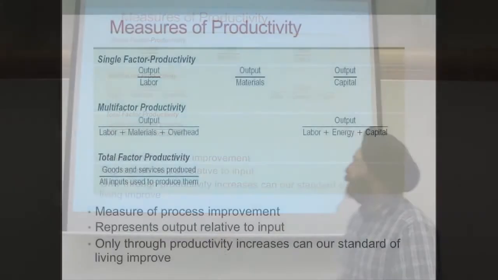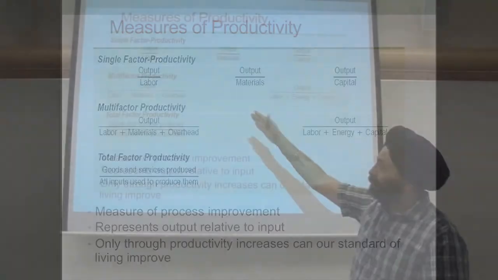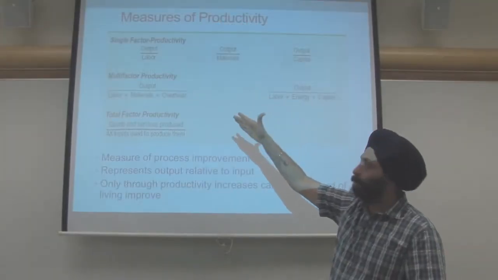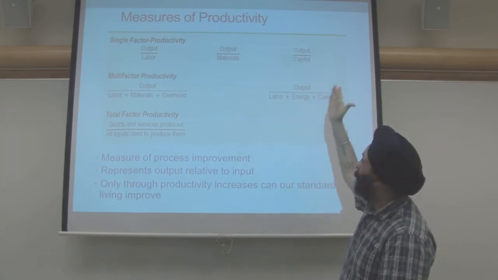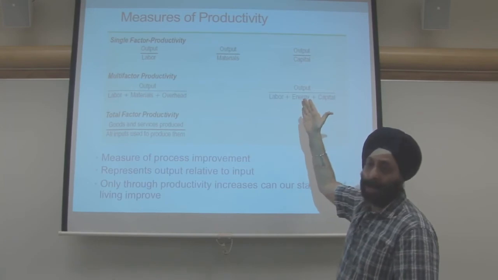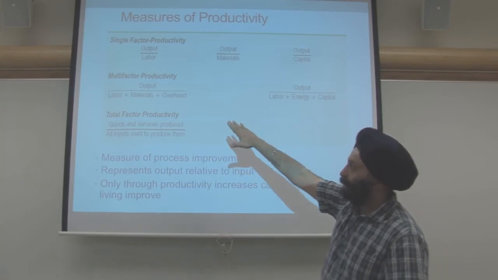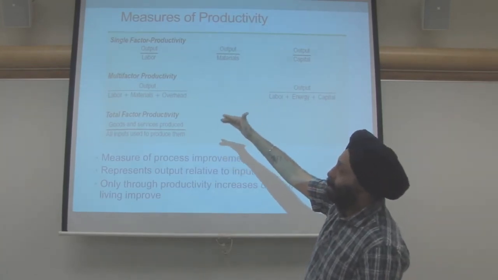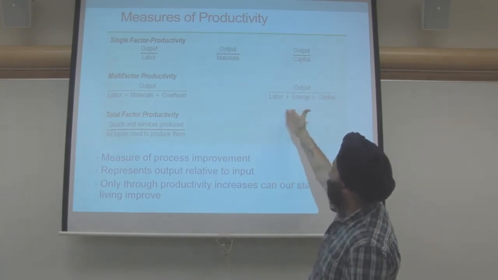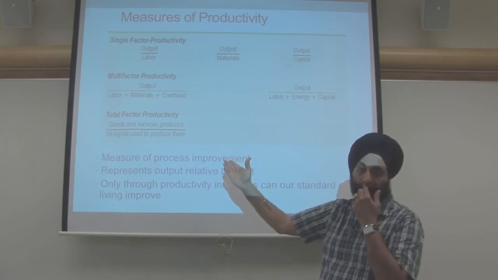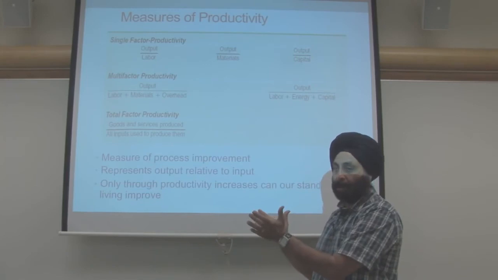So in terms of measures of productivity, you could have a single factor measure of productivity, which could be labor productivity, output over labor, or material productivity, which is output over materials, or capital productivity, which is output over dollars invested. Or you could have a multi-factor productivity, which is output divided by labor plus material plus overhead, or something else, like output over labor plus energy plus capital. So as long as it doesn't take into account all the possible factors, it's a multi-factor productivity.